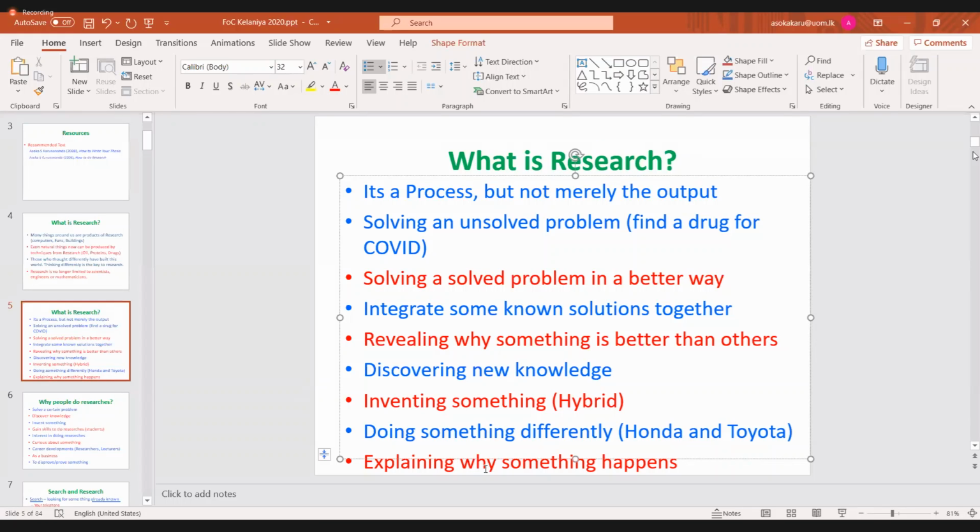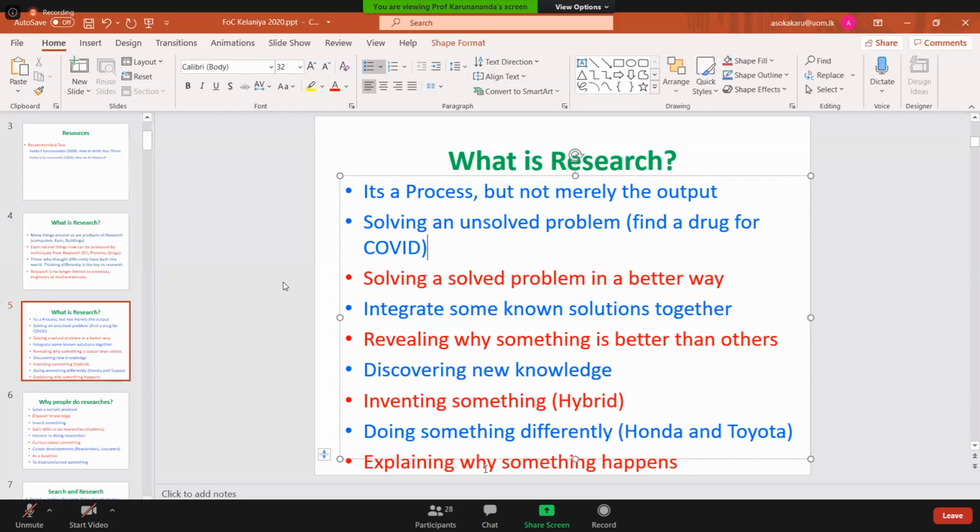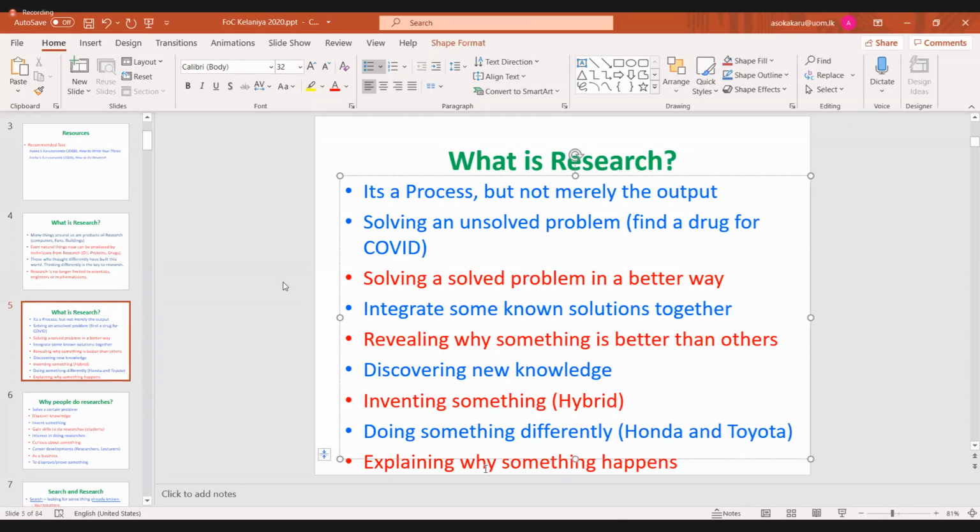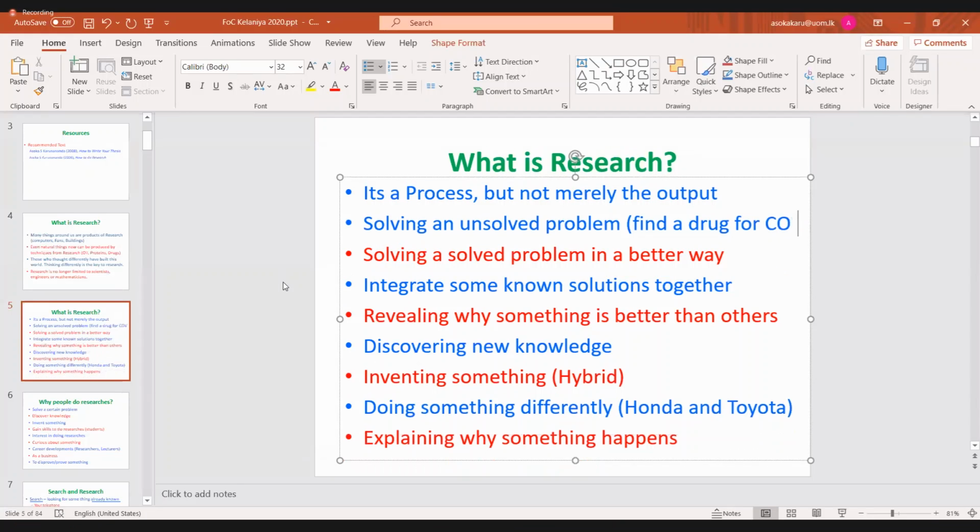So tell me some other research that could happen. Unsolved problem. Yes. So one can say alleviating poverty in the country. Okay. Another one actually. So then you can put a COVID-like thing.